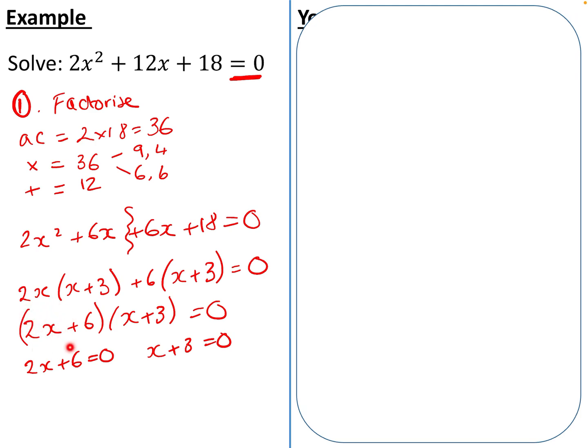That's okay. We still follow the same method. I now want to rearrange these. So on the right one, I get x equals minus 3. And on the left one, I get 2x equals minus 6. Dividing by 2 gives me x equals minus 3.